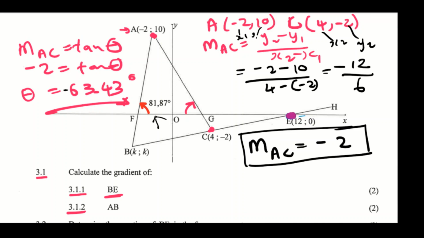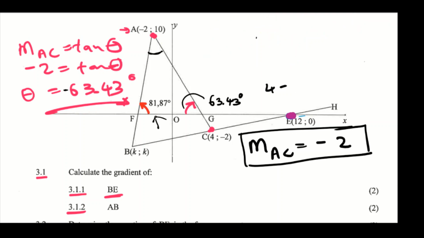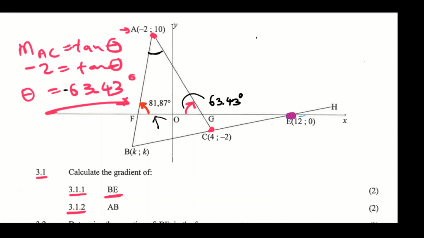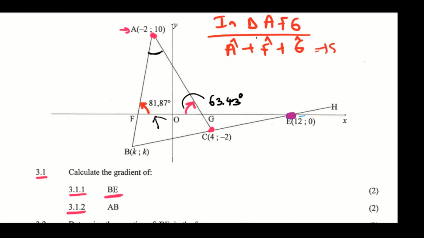So now that we know that this angle here is actually equal to 63.43 degrees, it's easier now to find this one here. So what we can do is, in triangle AFG, angle A, which is what we are looking for, plus angle F, which we know is the angle of inclination, plus angle G, which we now know is the angle of declination, is equal to 180 degrees.